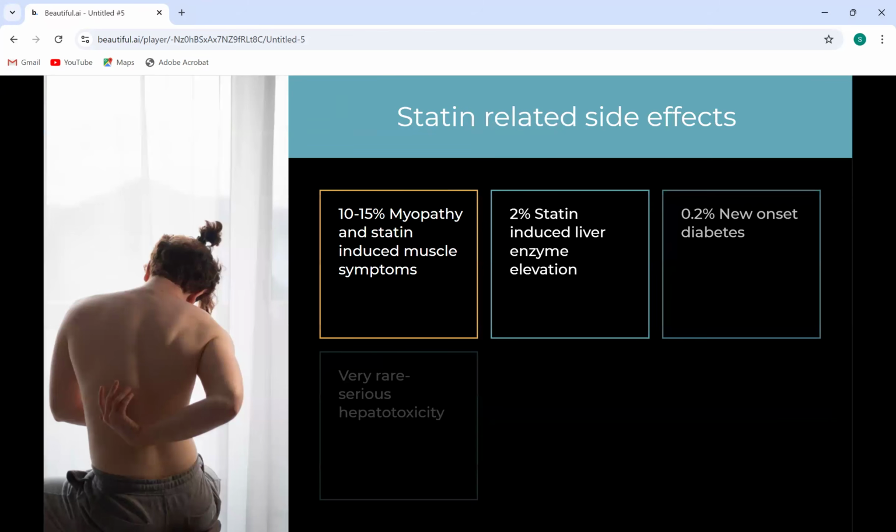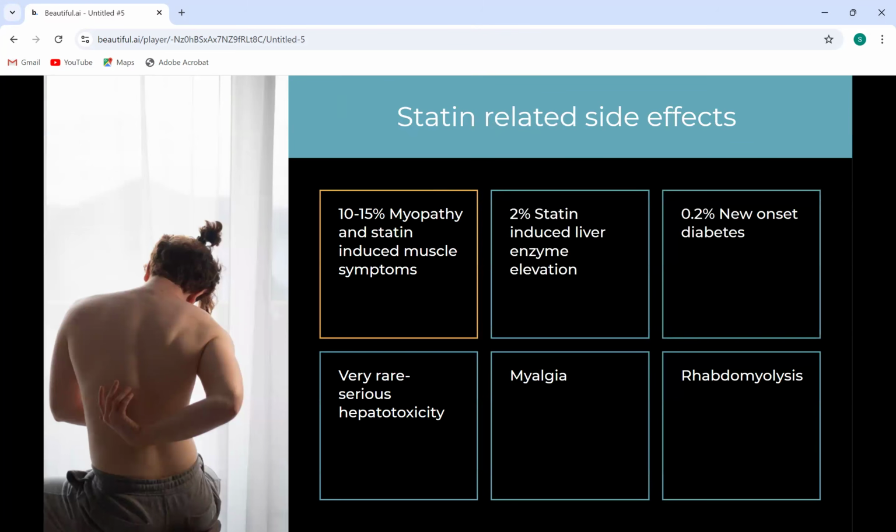Statin-related side effects are something that people sometimes worry too much about. Yes, some of the patients can develop statin-related side effects, mainly myopathy, myalgia. Very rarely you can get hepatotoxicity, rhabdomyolysis, and induction of liver enzymes. But if you take the proportion of patients, that is very minimal. So the benefit of taking a statin would basically outweigh any of these side effects.